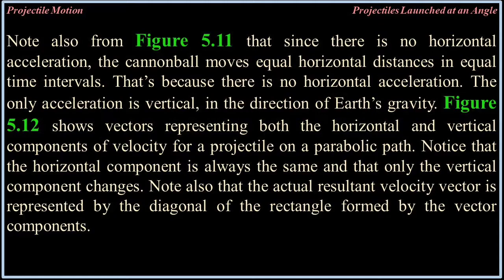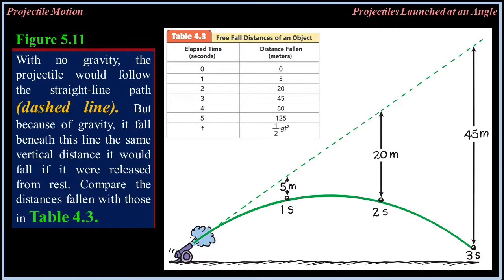Figure 5.12 shows vectors representing both the horizontal and vertical components of velocity for a projectile on a parabolic path. Notice that the horizontal component is always the same and that only the vertical component changes. Note also that the actual resultant velocity vector is represented by the diagonal of the rectangle formed by the vector components.